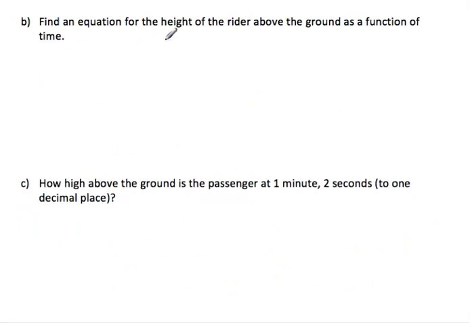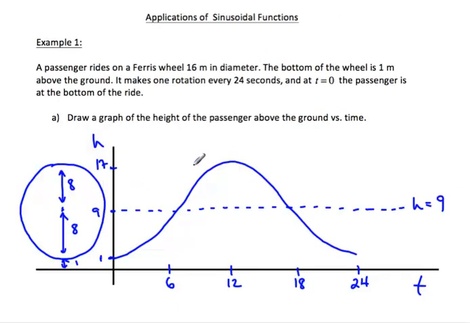Next, we're asked to find an equation for the height of the rider above the ground as a function of time. And we're going to use the graph that we've already drawn to help us do that. We're looking for h as a function of t is equal to something. And we're going to think about how we can transform either a sine or a cosine function to get the graph that we've just drawn. If we go back and look at the graph, we can see that it looks like a flipped upside down cosine function. Usually a cosine function starts at a peak and then proceeds downwards. This one starts at a trough and proceeds upwards.